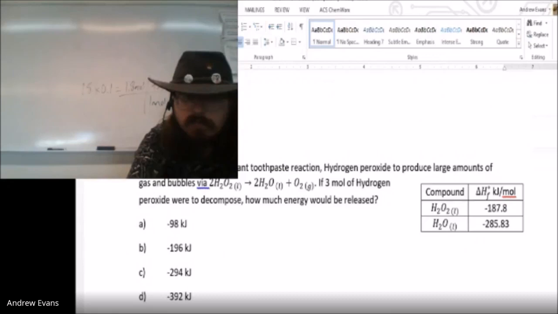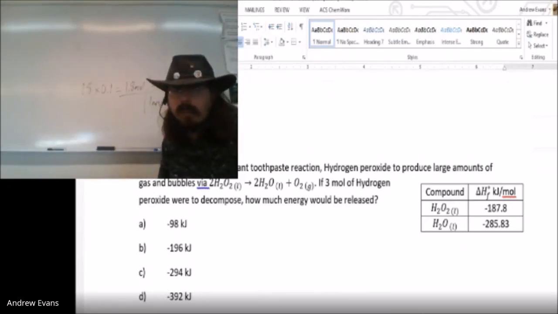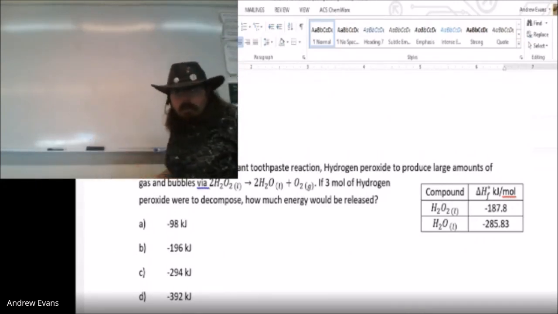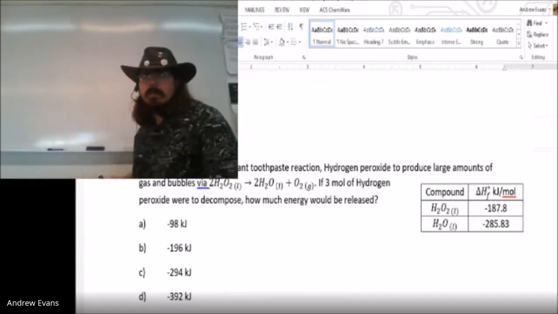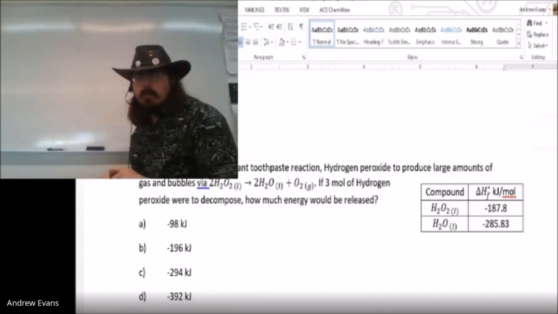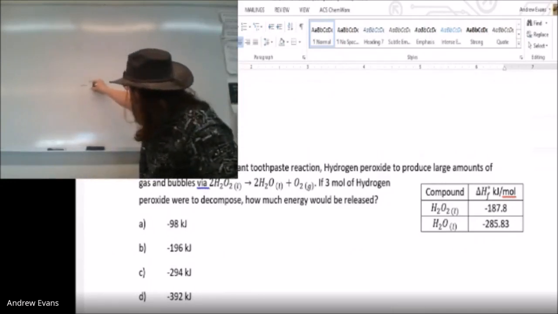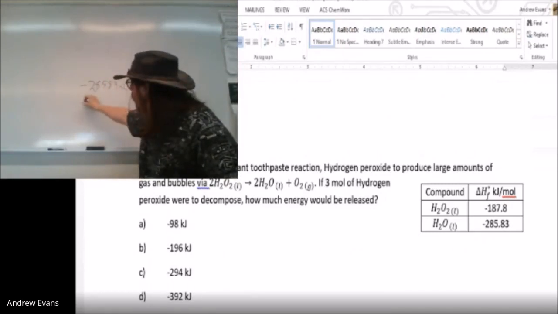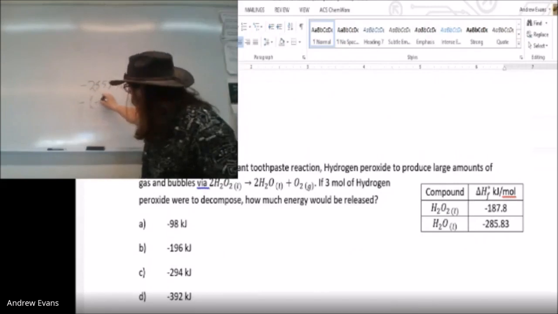Okay, elephant toothpaste reaction. Hydrogen peroxide produces a large amount of gas and bubbles as hydrogen peroxide decomposes to water and oxygen. If 3 moles of hydrogen peroxide were to decompose, how much energy would be released? Okay, this one was a tricky one. This is much trickier than I'm asking of you guys. Based on the chemical reaction, how much energy is released in this given chemical reaction? We'd have negative 285.83 times 2 minus negative 187.8 times 2.